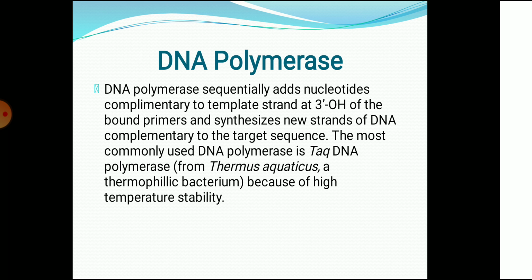Then DNA polymerase. DNA polymerase sequentially adds nucleotides complementary to the template strand at the 3'OH of the bound primer and synthesizes a new strand of DNA complementary to the target sequence. The most commonly used DNA polymerase is Taq DNA polymerase from Thermus aquaticus, a thermophilic bacteria, because of its high temperature stability.